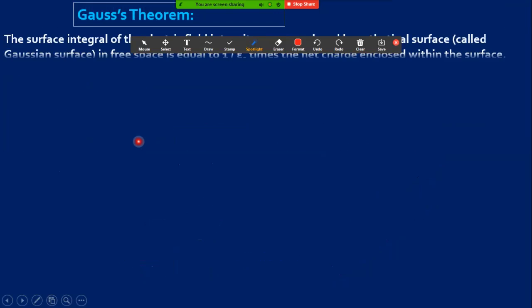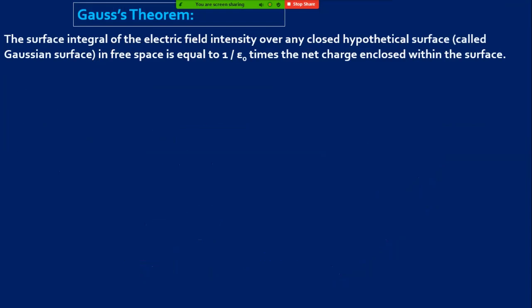Gauss theorem. Let's see the surface integral. The surface integral of the total electric field intensity over any closed hypothetical surface, this hypothetical surface is called the Gaussian surface, in free space is equal to 1 by epsilon naught times the net charge that is enclosed within this surface.